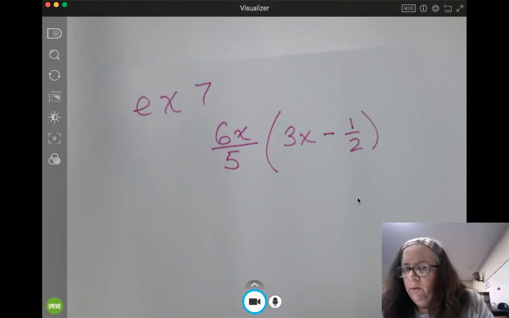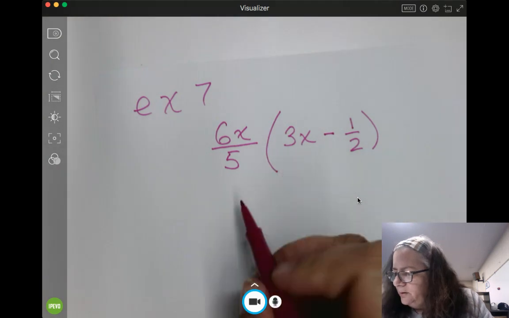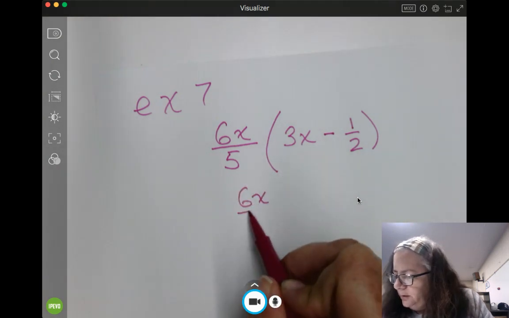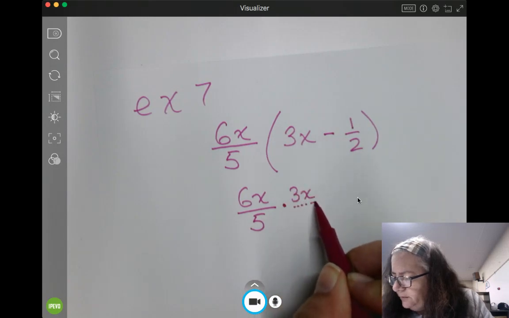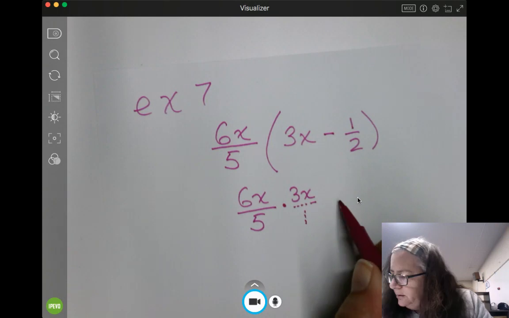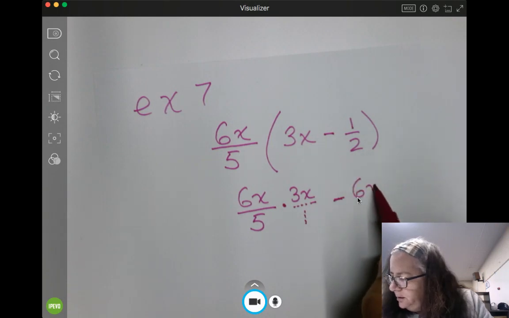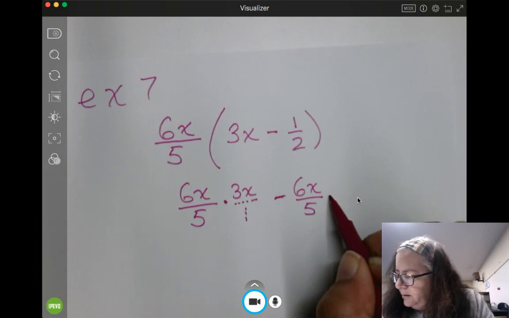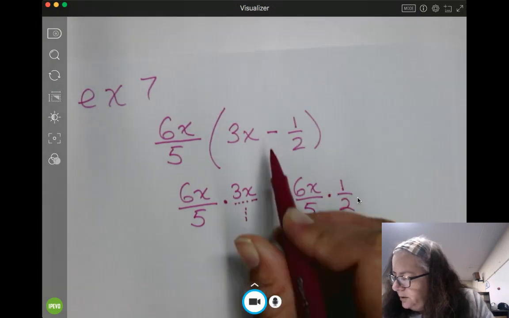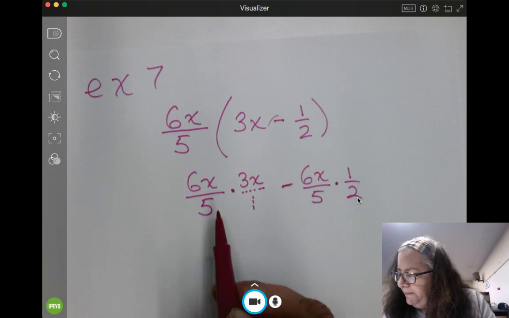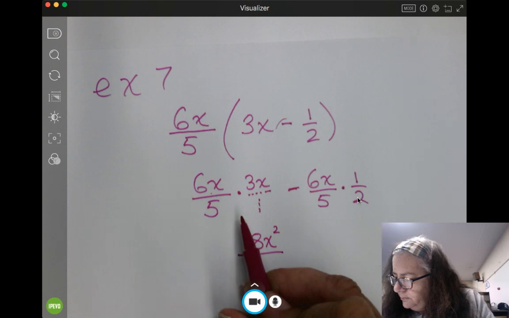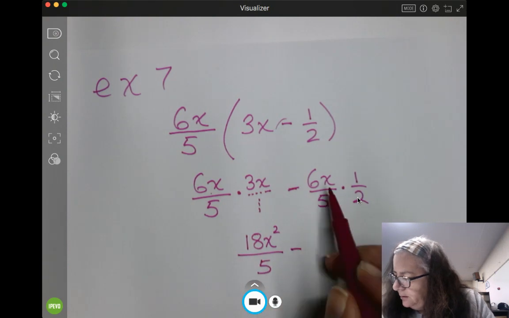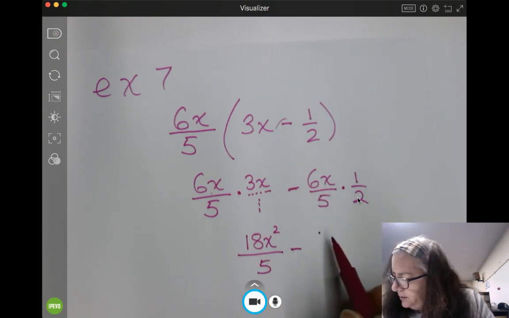Oh no, fractions. All right, so let's write this one out the long way. 6x over 5 times 3x, and I'm going to put an invisible over 1, but you don't have to do that, minus 6x over 5 times 1/2. Now, why did I put a minus? Because there's a minus there, okay? 6x times 3x, 18x squared. 5 times 1, 5. 6x times 1, 6x. 5 times 2 is 10.